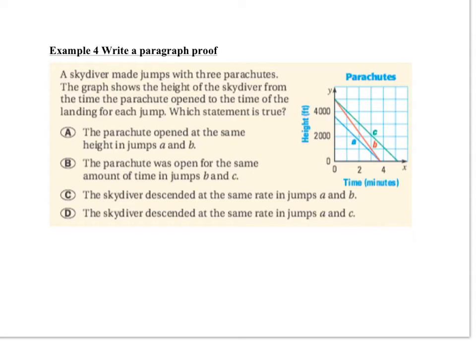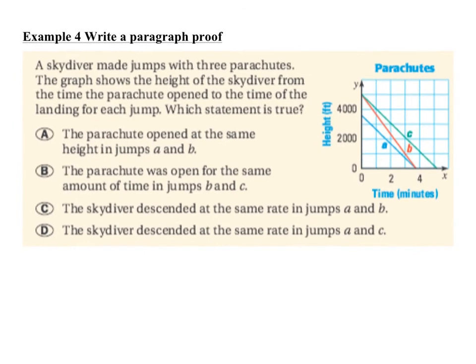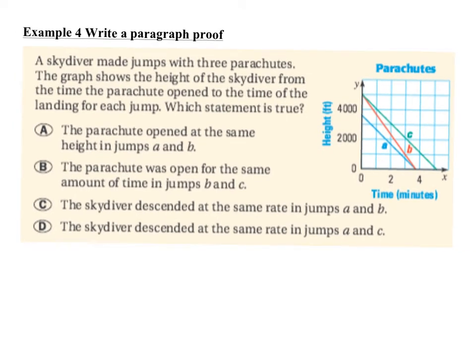So you want to look at the graph and see what's going on there. Kind of got a little crooked there. The parachute opened at the same height in jumps A and B. So did they open at the same height? No, it's actually B and C. So that one's wrong.